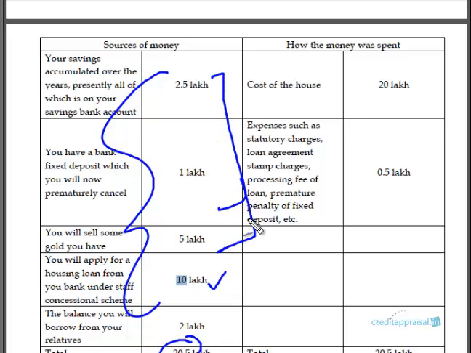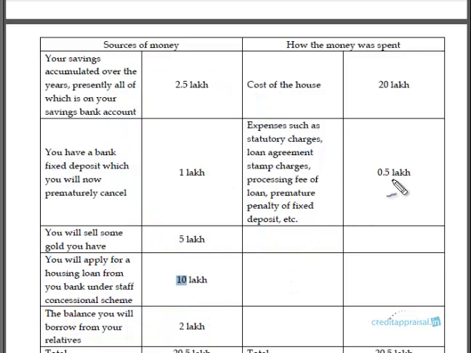Okay, this gold is also yours. So this is 8.5 lakhs. So the remaining 2 lakhs you have borrowed from the friends and relatives. So the 20.5 lakhs, your requirement, is going to be met from these sources.